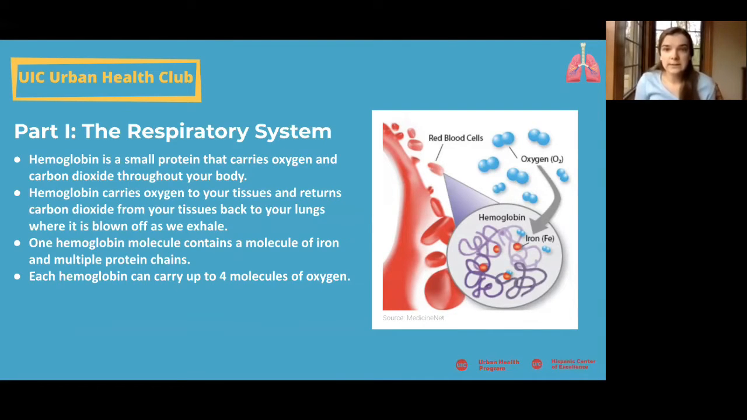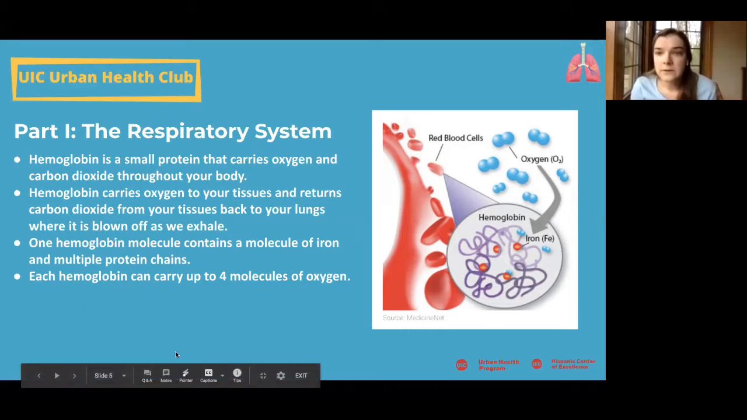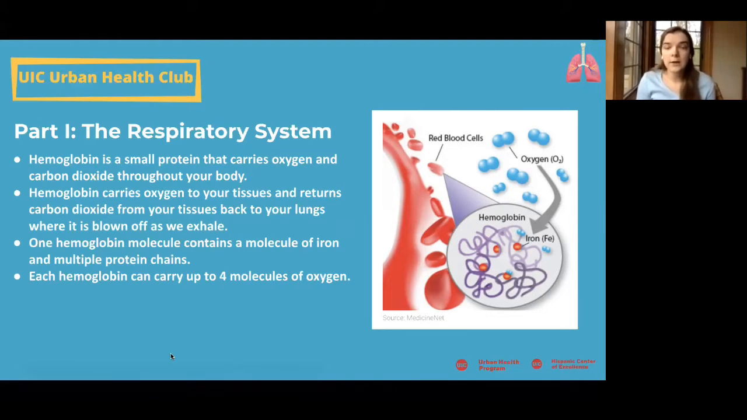What it's going to do is carry oxygen to your tissues, and then pick up carbon dioxide from your tissues to bring back to your lungs. And then you exhale and release all that carbon dioxide, which was made possible because the hemoglobin brought it back to your respiratory system. And if you see here on the right, that molecule of hemoglobin contains iron, and then a couple other protein chains that we don't have to get too detailed about.